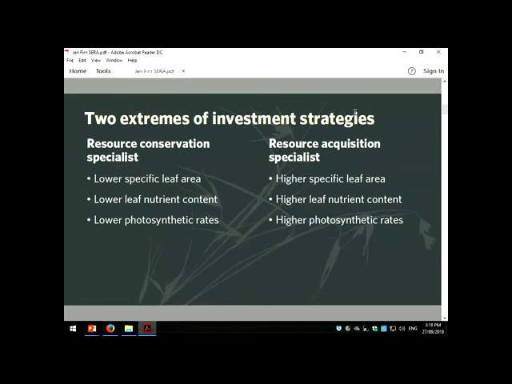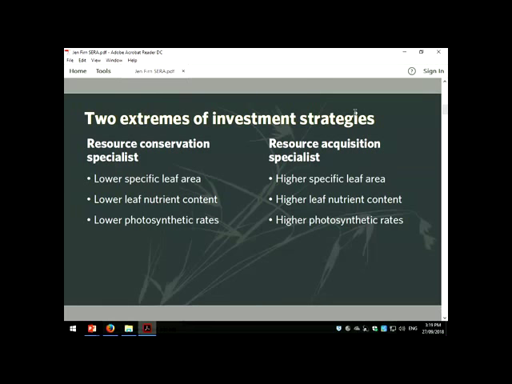From broad geographical relationships, two extremes of investment strategies have been described in the literature. On one hand, we have resource conservation specialists, which tend to have lower specific leaf area, lower leaf nutrient content, and lower photosynthetic rates. And on the other extreme, we have resource acquisition specialists, so plants with higher specific leaf area, higher leaf nutrient content, and a higher overall photosynthetic rate.